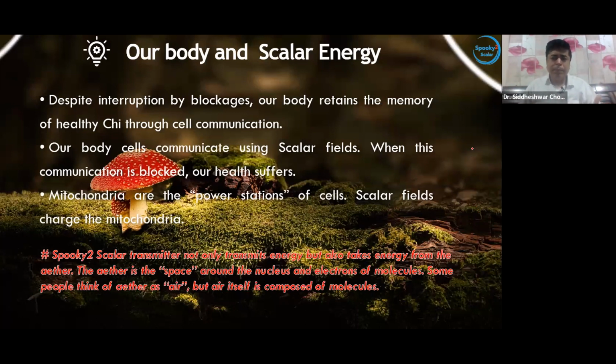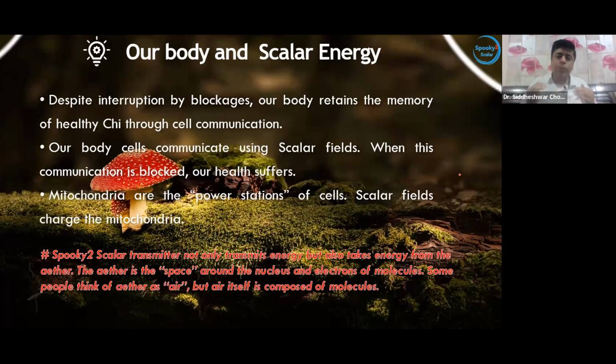Lastly, mitochondria, which are the power stations of the cells, are charged by scalar fields. So how cool is that? Scalar field charges the mitochondria. Lastly, scalar energy is the energy which is stored around the nucleus and electrons of any molecule. So that empty space between the electrons and nucleus has the scalar energy, right?